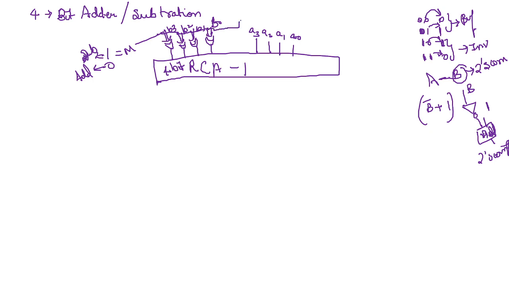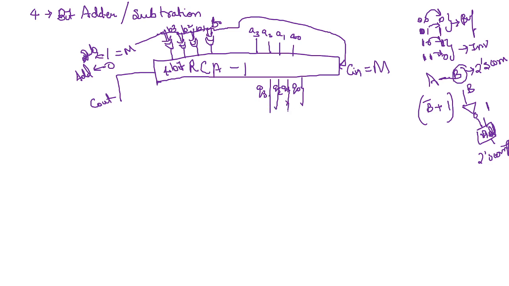Now I need to add one more 1, so I will add here this Cn to be again M. This will be giving me 4-bit output and 1 carry out, C out, and let me name it as Q3, Q2, Q1, Q0. This much is fine.